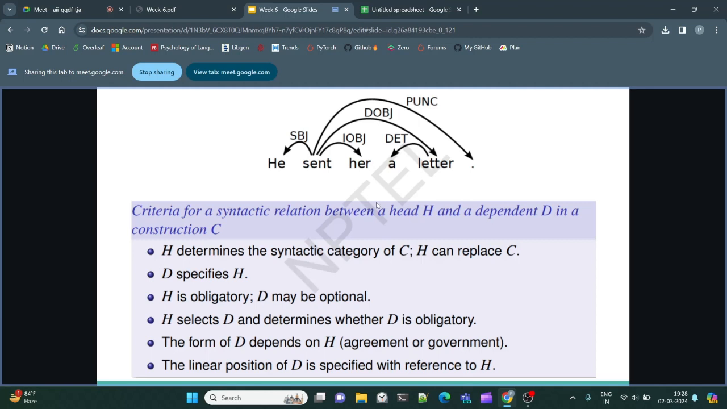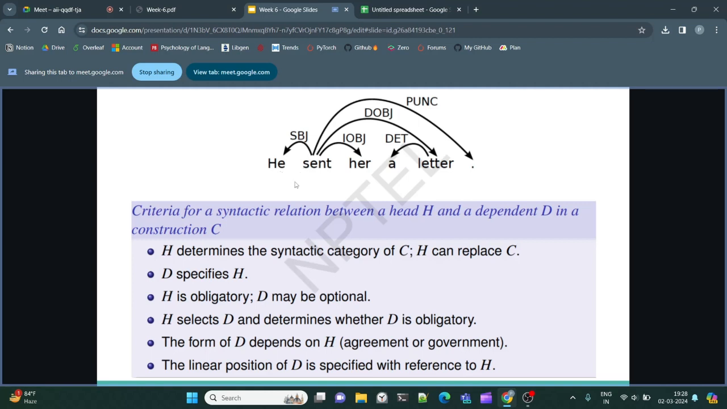Whereas if we consider the example that I gave here, ate would be the head, and it is determining which dependents are obligatory. The obligatory dependents in this case are the subject and the direct object. Whereas if we consider the sentence given in the slide, here the head is sent. So the verb sent requires three things.